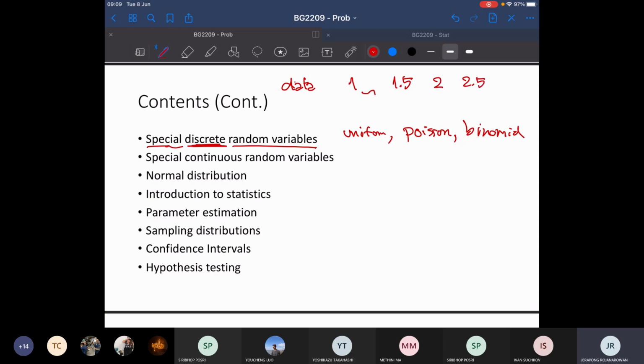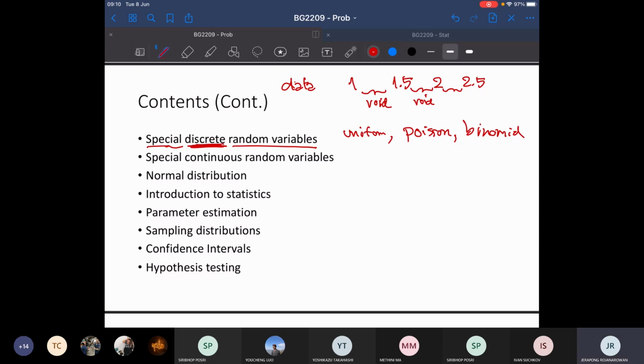So you can see that you have a void over here. Okay, there's no data between 1 and 1.5, and between 1.5 and 2 is another void over here. Basically, you have gaps. Okay, if you have gaps like this, then it is going to be discrete.